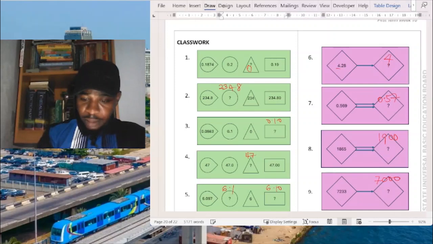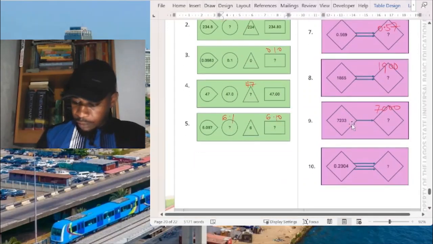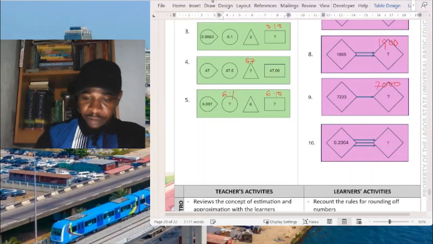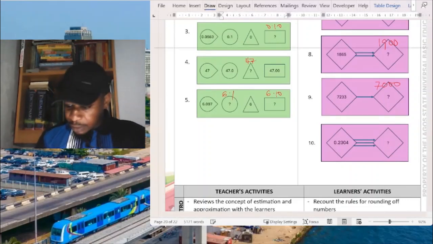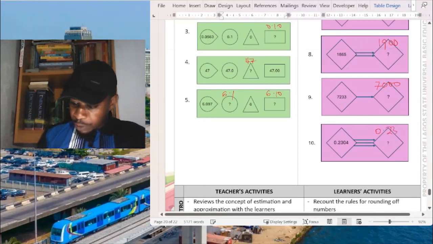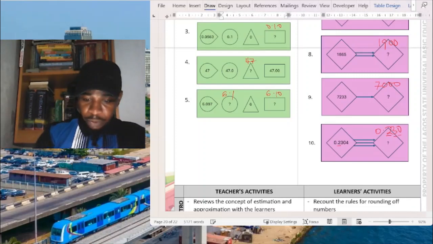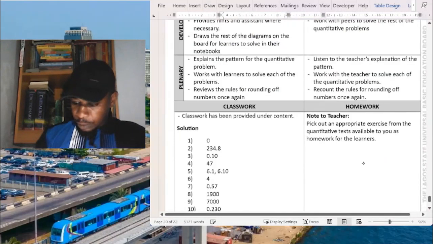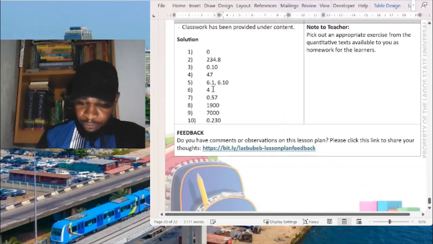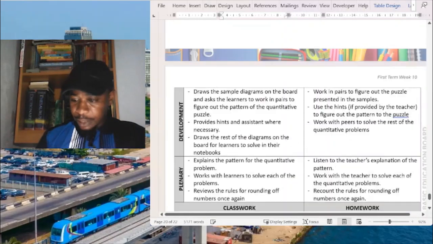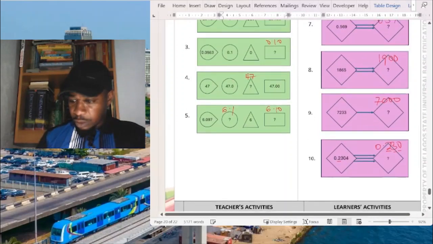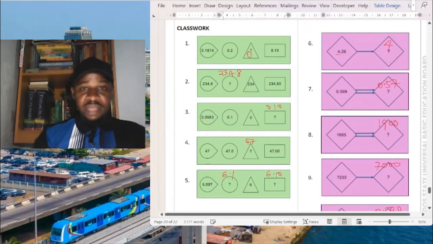And then for number 10 we have 3 arrows, so in this case that's going to be 3 significant figures, and we are going to have that answer as 0.230. The first significant figure of course is 2, so you must have 3 significant figures, 2, 3 and 0. That's the answer. We can check your answers in the answer page. Let's see if we are correct. Yes, from number 6 we have 4, 0.57, 1900, 7000, 0.230, these are the answers that we got.